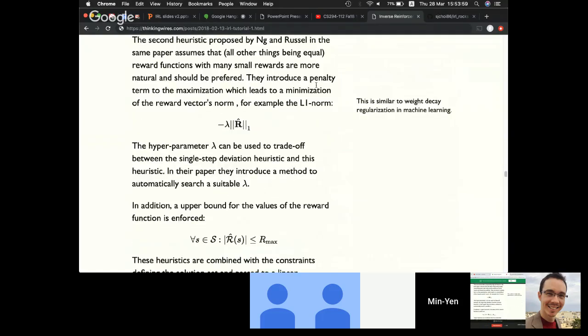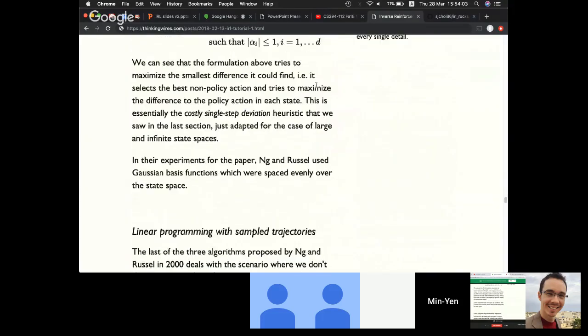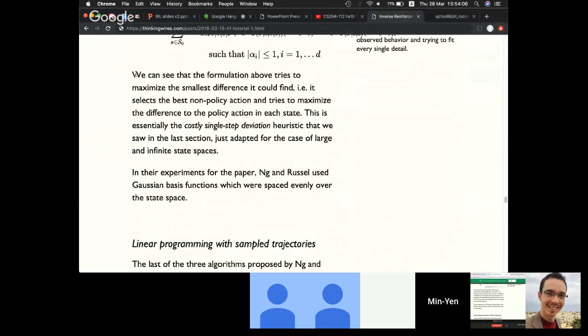Okay, so that was this part right here. You can see that the formulation above tries to maximize the smallest difference it could find. That is, it selects the best non-policy action, the suboptimal action, like the reward of 8, and tries to maximize the difference to the policy action, in my example a reward of 10, for each particular state. This is essentially the costly single-step deviation heuristic that we saw in the last section, just adapted for the case of large and infinite spaces, right? Okay.